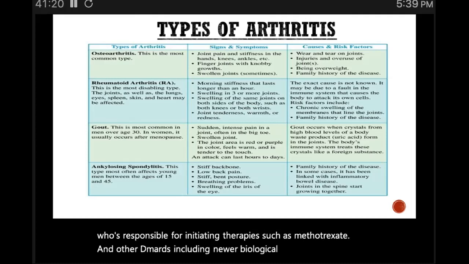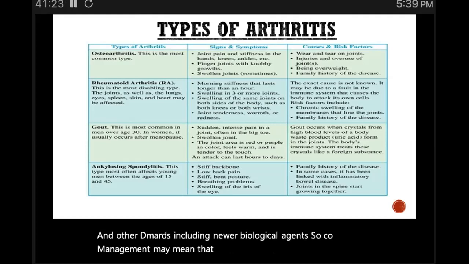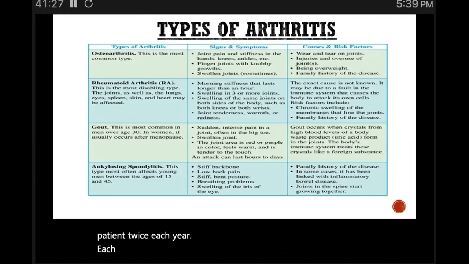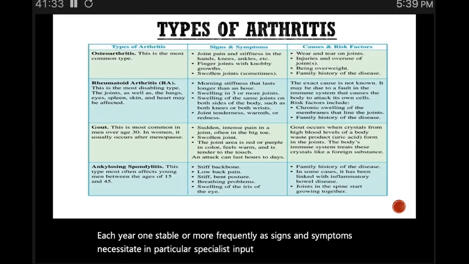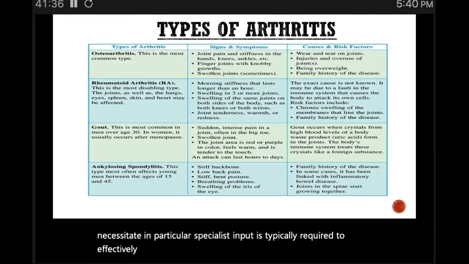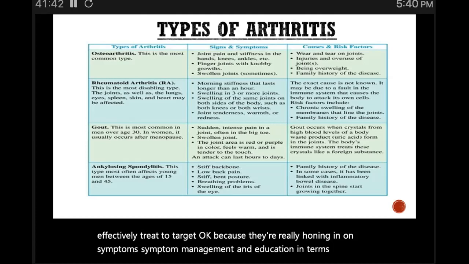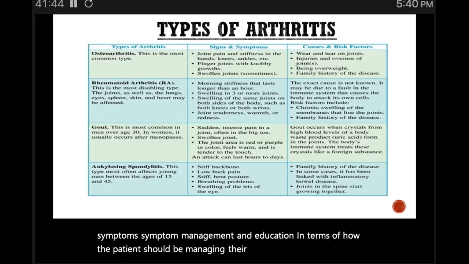So co-management may mean that the rheumatologist will evaluate the patient twice each year, once stable, or more frequently, as signs and symptoms necessitate. In particular, specialist input is typically required to effectively treat to target, okay, because they're really honing in on symptom management, and education in terms of how the patient should be managing their day-to-day pain and activity.